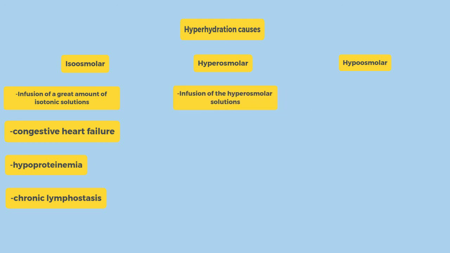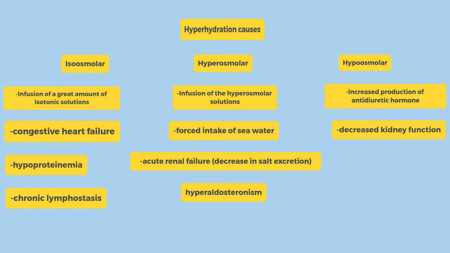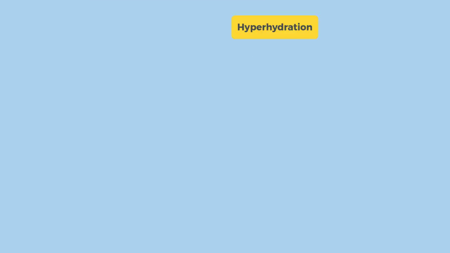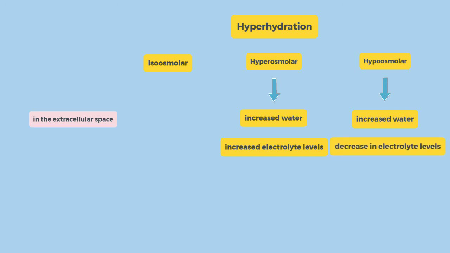Causes of hyperosmolar hyperhydration: infusion of hyperosmolar solution, first intake of seawater, acute renal failure, hyperaldosteronism. Causes of hypoosmolar hyperhydration: increased production of antidiuretic hormone, decreased kidney function, water intoxication. With hyperosmolar hyperhydration in the extracellular space, the water content increases and the level of electrolytes also increases. With hypoosmolar hyperhydration in the extracellular space, the water content increases, but the electrolyte level decreases.